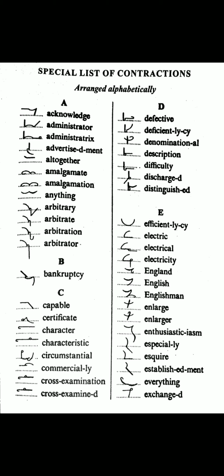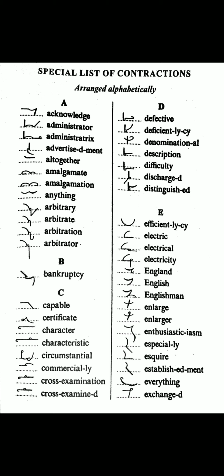D stroke on the line, SKR is used here for description. D stroke through the line with F hook with K stroke for difficulty. D stroke with S circle with J is used here for discharge or discharged. D stroke with ST loop with NG on the line is used here for distinguish or distinguished.